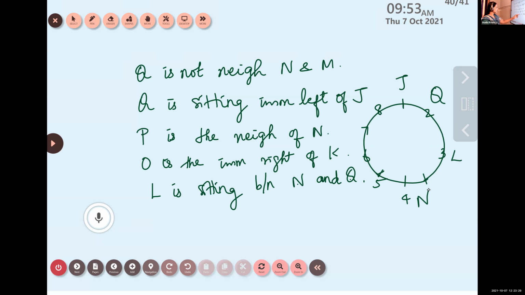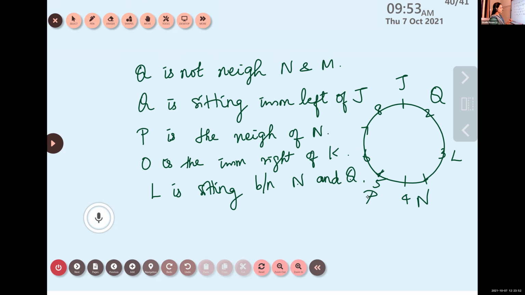So L is sitting between N and Q. Then now look at here. P is the neighbor of N, so here P should come. P is the person. Now who are all left out? Q is sitting to the left of J. Q is not the neighbor of N and M. P is the neighbor of N. O is sitting immediate right of K.